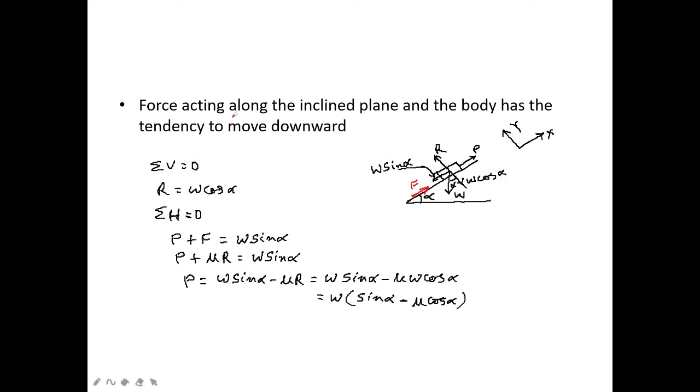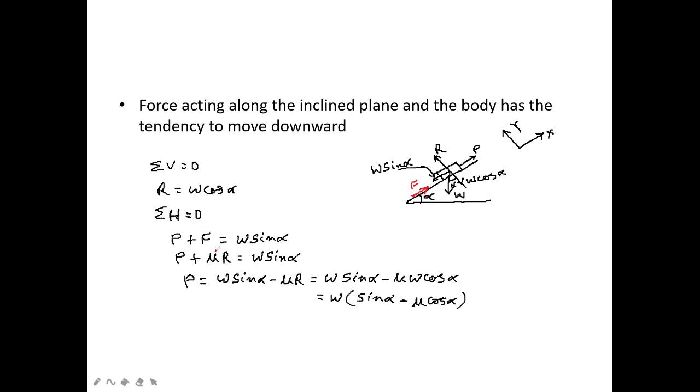Now the force is acting along the inclined plane and the body has the tendency to move downward. In the previous case, the body was moving upward. That's why F was acting downward. Here the body is moving downward. That's why the frictional force will be upward. Rest of the forces will be the same. So again, we will apply sigma V and sigma H. Now if you apply sigma V, you will get R equal to W cos alpha. If you apply sigma H is equal to 0, we will get P plus F equal to W sin alpha.